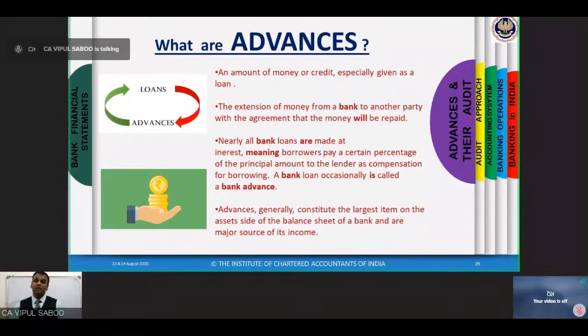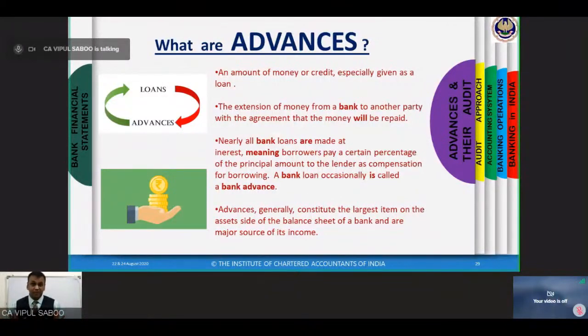The extension of money from a bank to another party with the agreement that the money will be repaid. Advances, the professional or technical definition from the point of view of banks, is extension. Extension means to give money. Like you say, extend a helping hand, extend money. To extend money from a bank to another party with the agreement that the money will be repaid. You have to return the money.